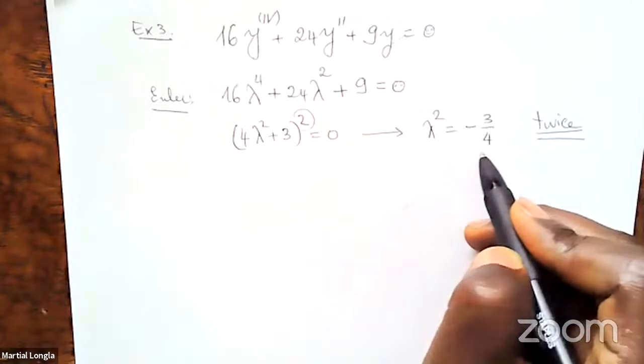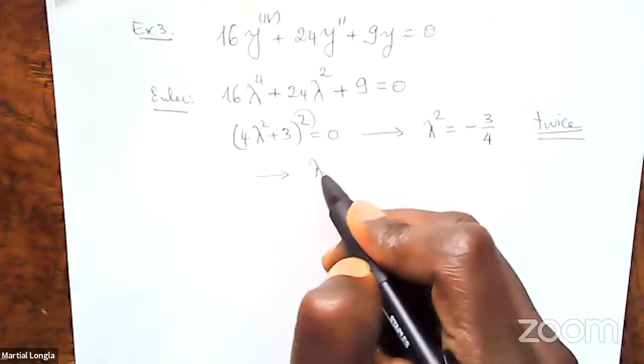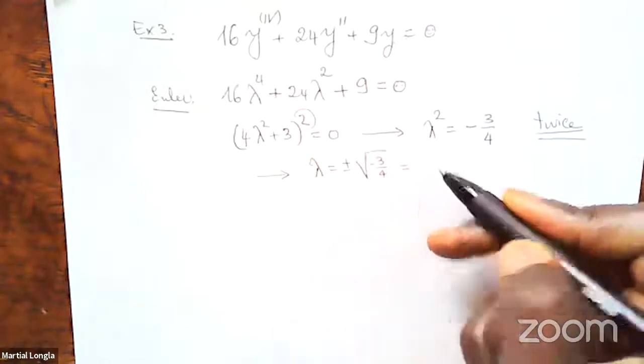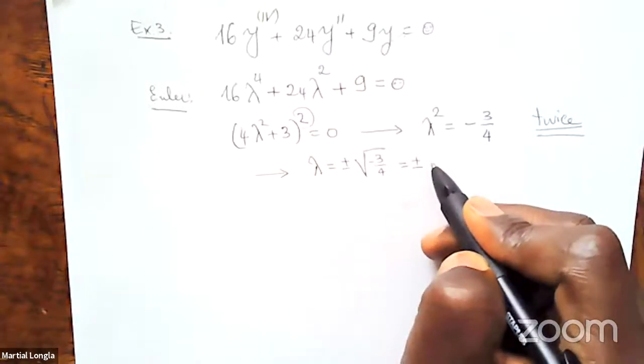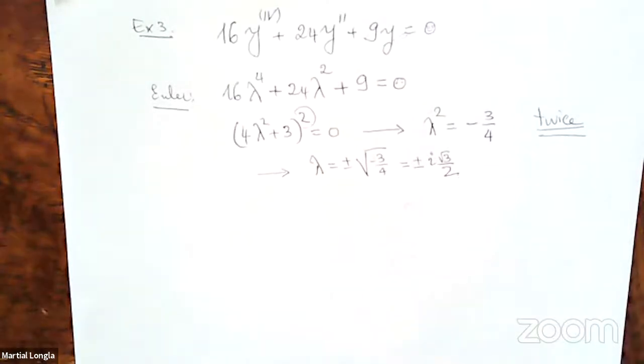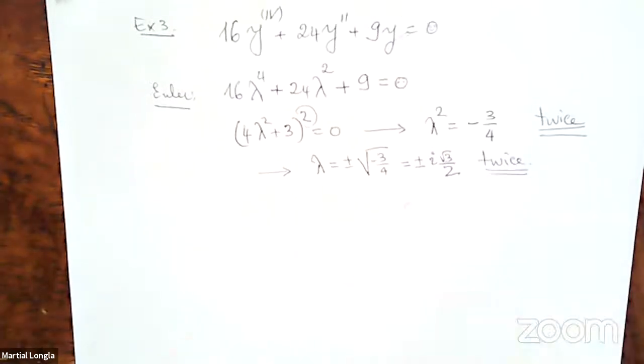Now, how do we solve this one? It's what we had in the previous problem. Lambda is plus minus square root of negative 3/4. And what is this? I square root of 3 over 4, or square root of 3 over 2. Yep, that's it. So that's the answer. Thank you very much. So we got twice root 3 over 2i, and we got twice negative root 3 over 2i.